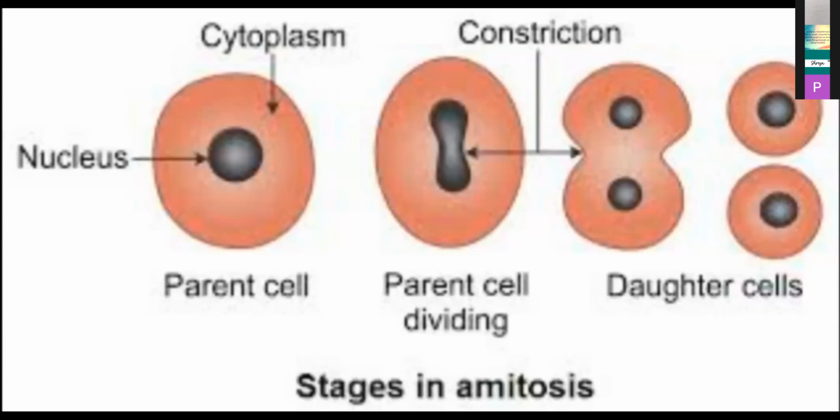Last topic almost. An unusual type of cell division that is seen in lower forms, bacteria, fungi, protozoan, etc. Also in higher forms where the cells are undergoing degeneration. In these scenarios, you can see one unusual type of division known as amitosis. It is called amitosis over there.